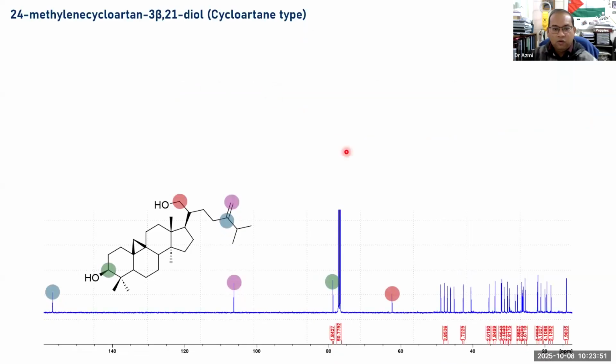So this is what we found during that time. This is a CH2, which is the carbon at this position. Because there is an OH here, we have this peak around 76 ppm, and the rest are tertiary carbons.